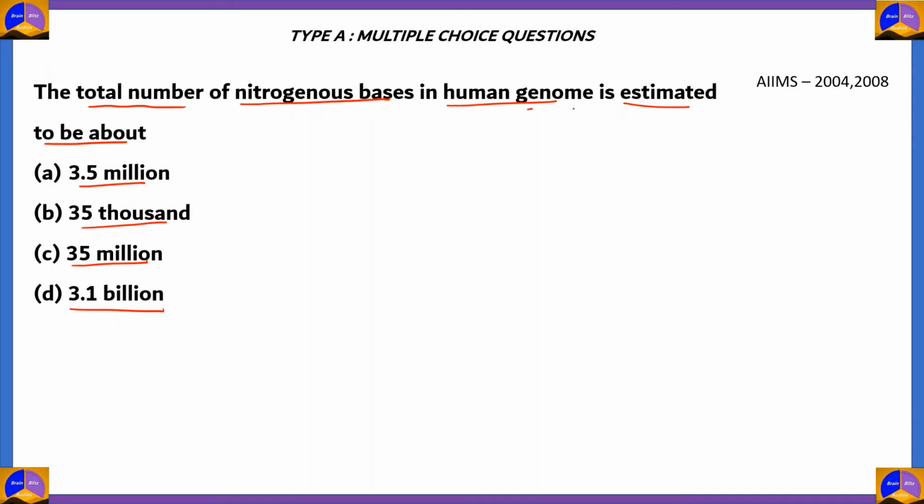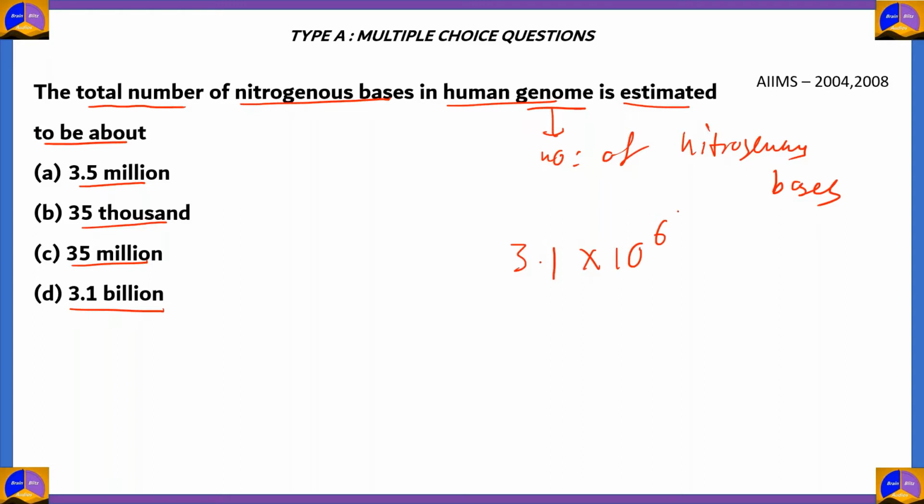So genome is usually measured in the number of nitrogenous bases. And in terms of numbers, we know that one human genome contains 3.1 into 10 raised to 6. So 3.1 into 10 raised to 6 is the number of bases in the human genome. And that points to the fact that option D, 3.1 billion, is the right answer.